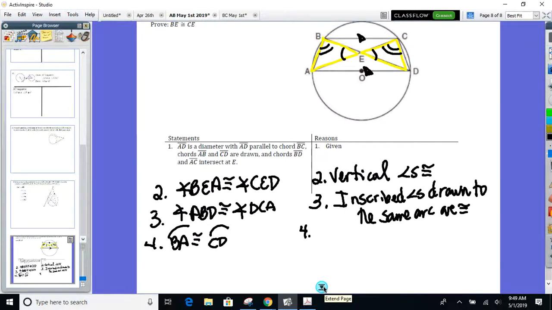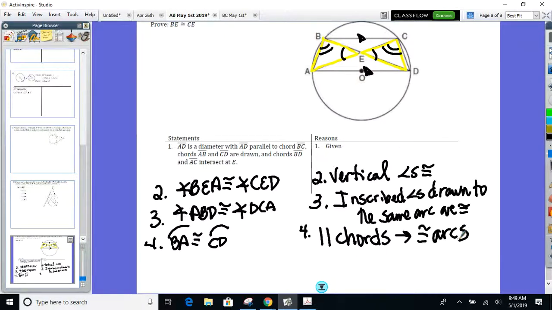Ooh, what's that? We haven't written that theorem yet in a proof, but what did I give you? Parallel chords. I like chords a little better. Parallel chords imply what? Congruent arcs. I'm fine with that. Now get me a side.